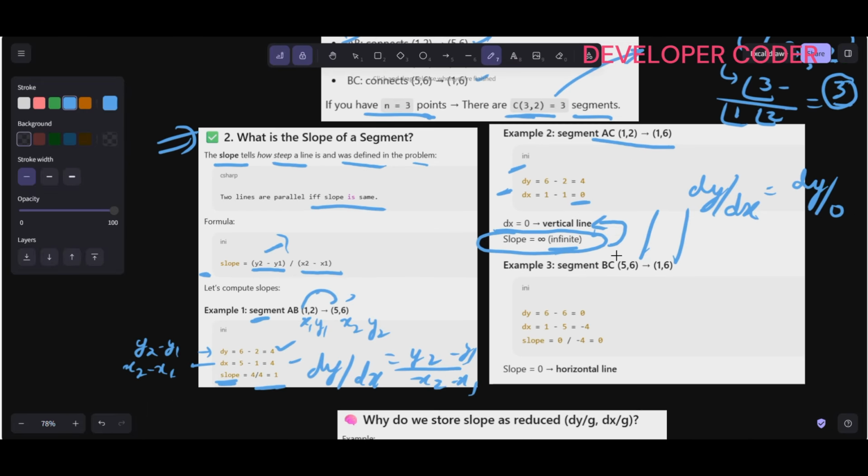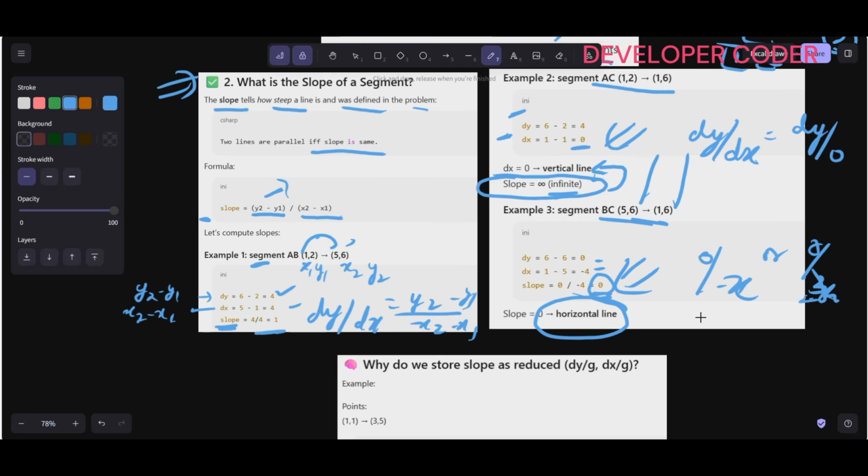Same way here, if you take this segment, in this you are going to get the above value as 0 and below as some value, 0 or 3, anything here, maybe negative x. So in that case you will always get 0. So when your slope is 0, that simply means we are dealing with a horizontal line. I hope these two cases are clear. We will use all this stuff in our problem. Okay, so this is done.